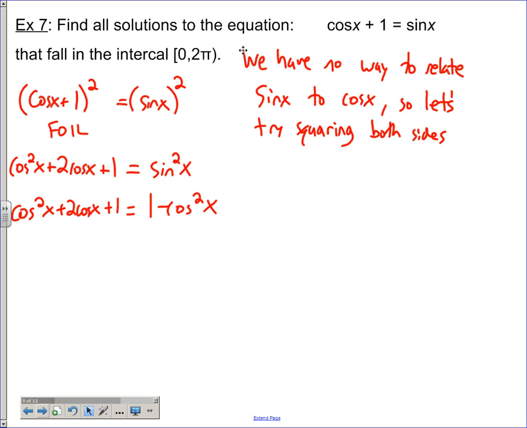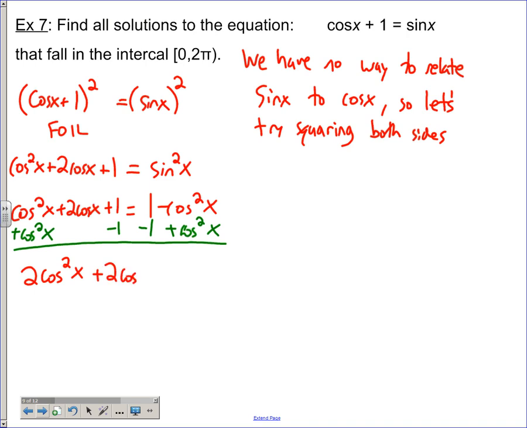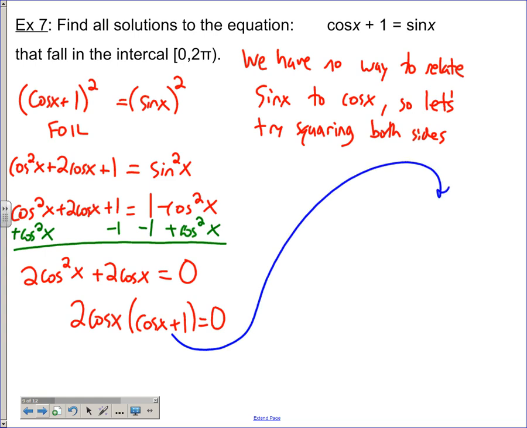And now we're just going to move our terms over. So we're going to subtract 1, and we're going to add cosine squared x to both sides. So we get 2 cosine squared x plus 2 cosine x. Our plus 1 and our minus 1 go away, and we have that equal to 0. So we pull out a common factor of 2 cosine x, which leaves us with cosine x plus 1 equal to 0. And it goes just like all the other problems. We're going to set each factor equal to 0 and solve them.